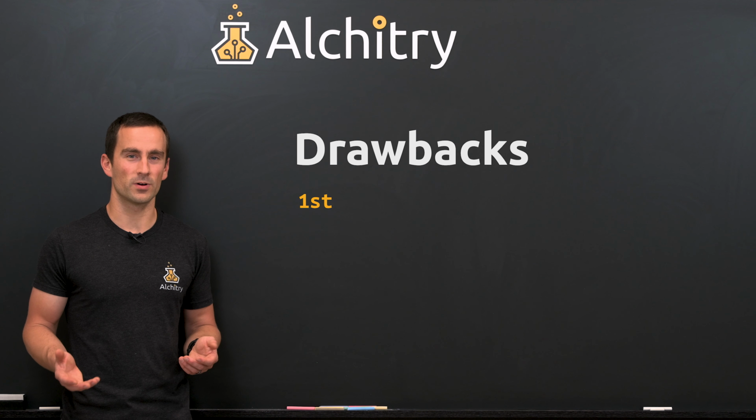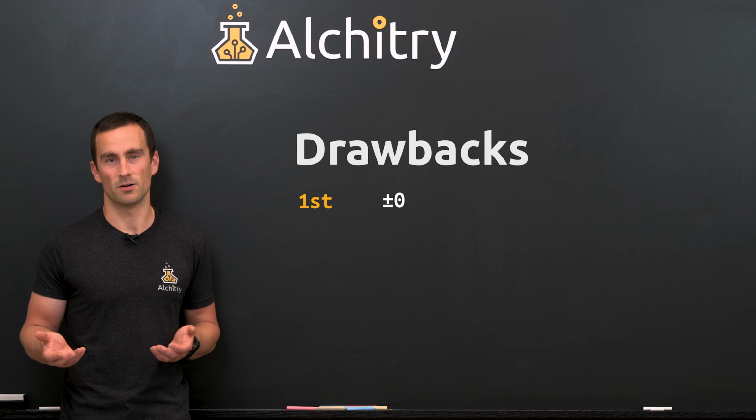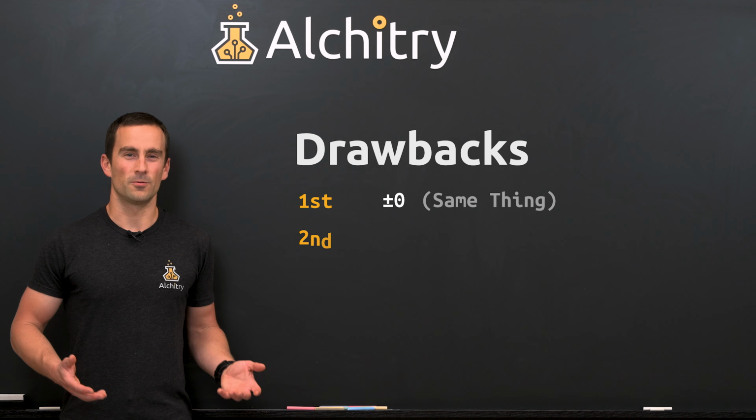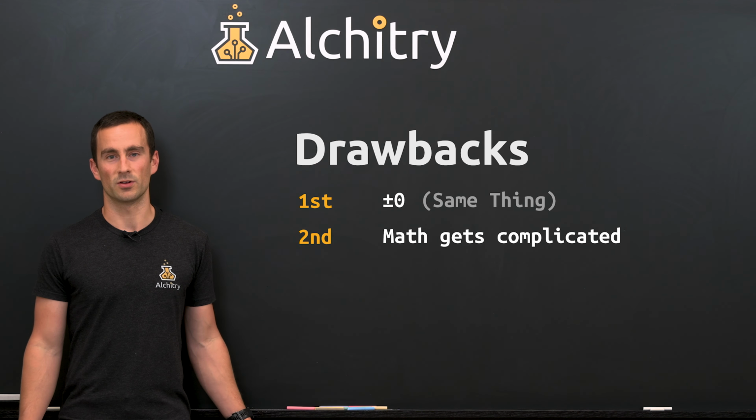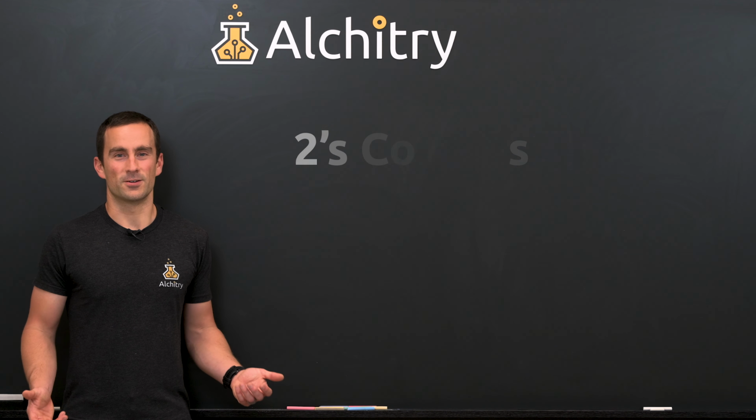First, this has the slight awkwardness of actually having a positive and a negative 0, which are really the same thing. Second, when doing math, things get a little complicated because you have to check the sign bits and handle various cases separately. Luckily, there's a better way, and it's called 2's complement.